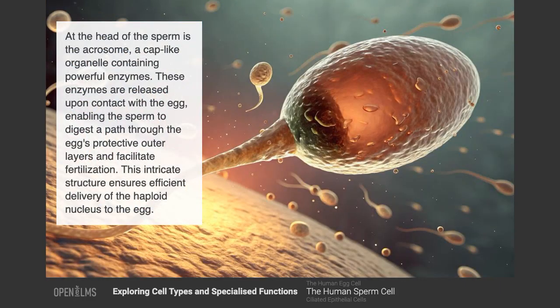At the head of the sperm is the acrosome, a cap-like organelle containing powerful enzymes. These enzymes are released upon contact with the egg, enabling the sperm to digest a path through the egg's protective outer layers and facilitate fertilization. This intricate structure ensures efficient delivery of the haploid nucleus to the egg.